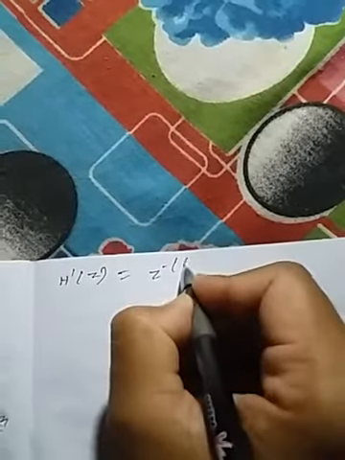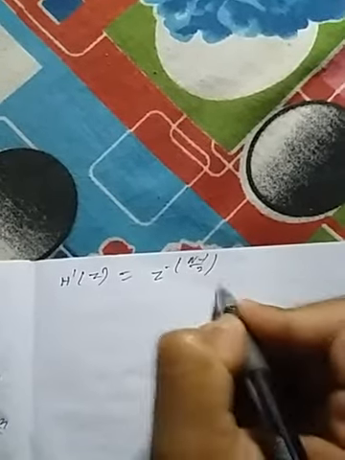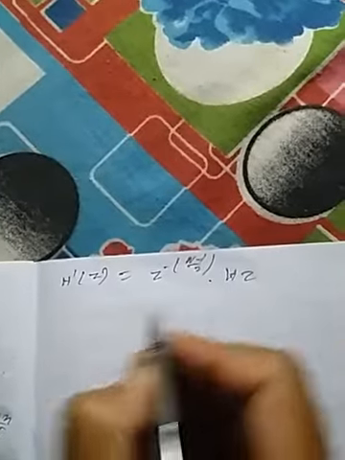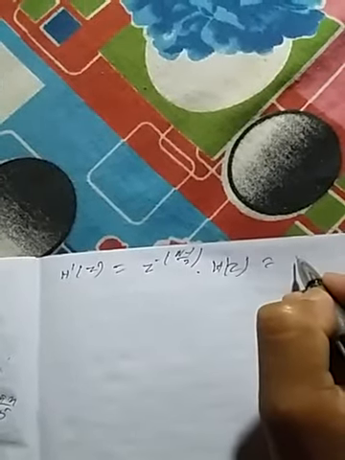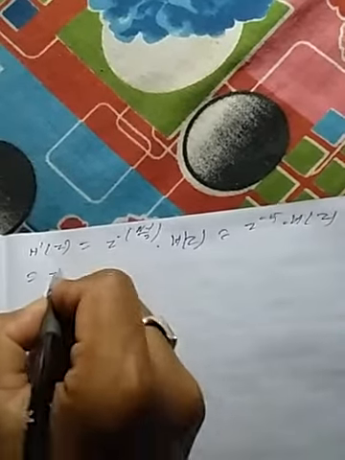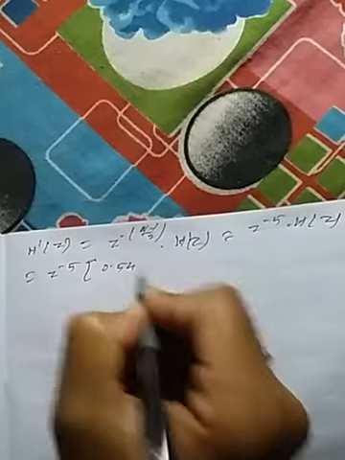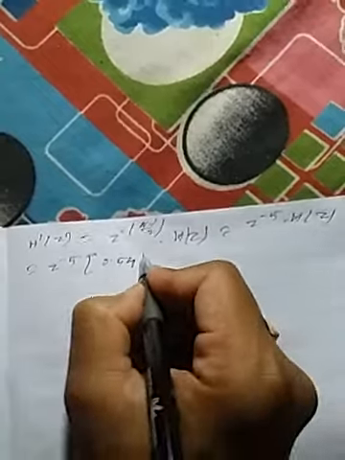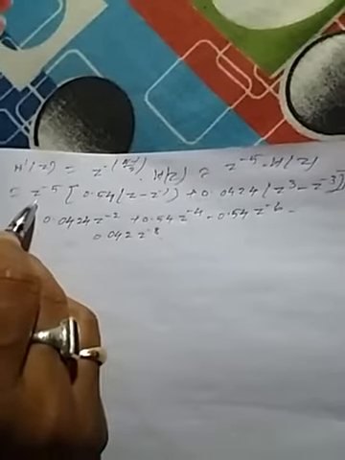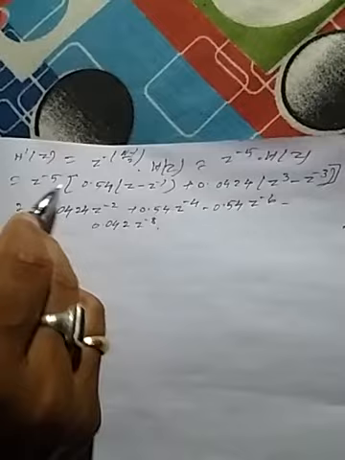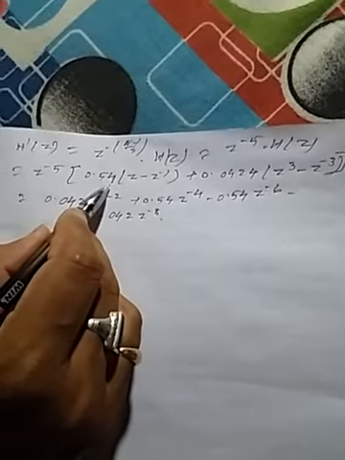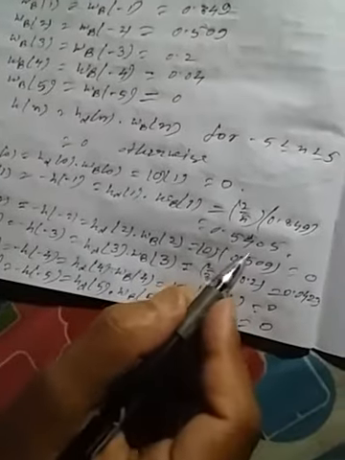Now the transfer function of the realizable filter is given by H dash Z equal to Z to the power minus (n minus 1) by 2 into Hz. So Z to the power minus 5 into Hz, this will be equal to Z to the power minus 5 into 0.54, because this is h1 equal to 0.54.